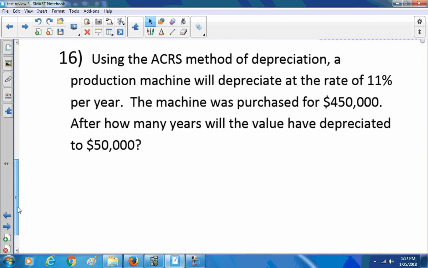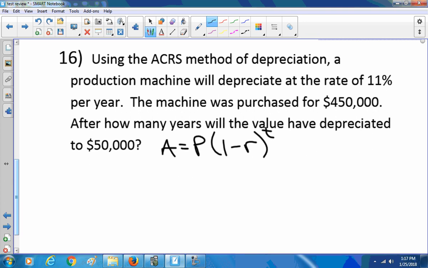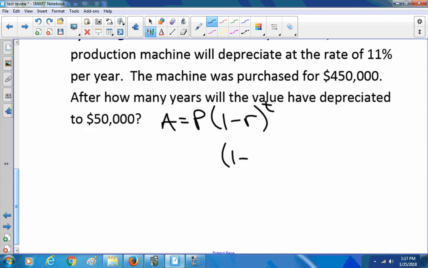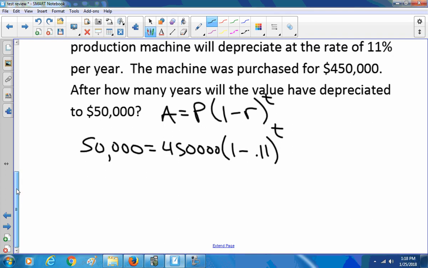16, using blah, blah, blah. Oh, depreciation. A equals P(1 minus the rate) to the time. All right. The machine will depreciate at a rate of 11%, 0.11. The machine was purchased for, that's when starting. After how many years will it have depreciated to just $50,000? All right, so we're going to divide by 450,000.